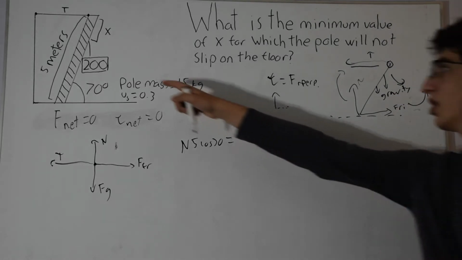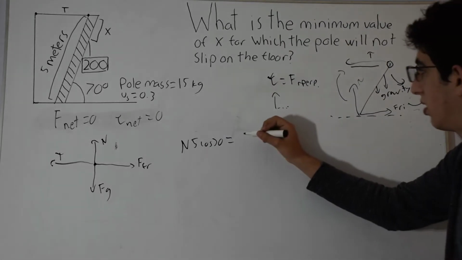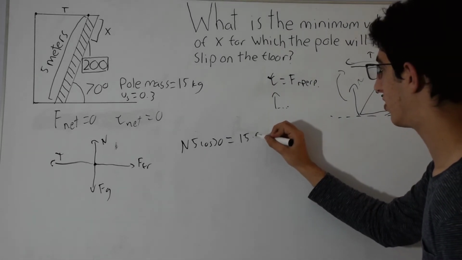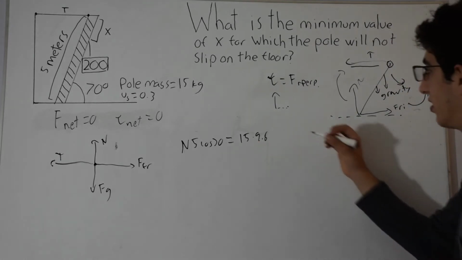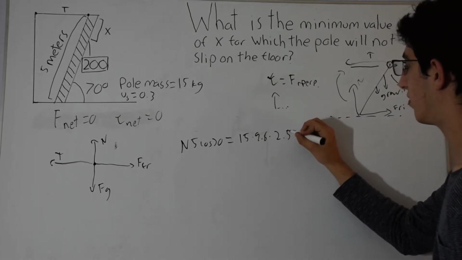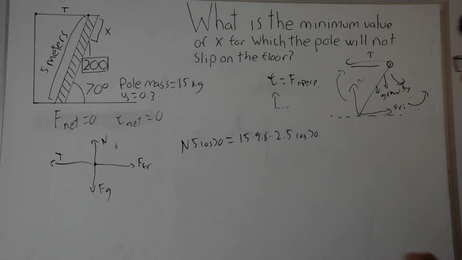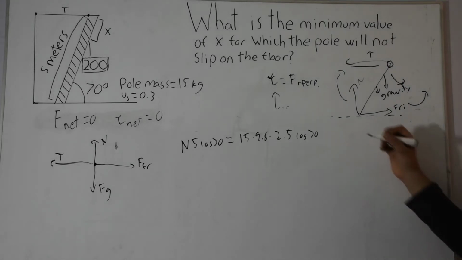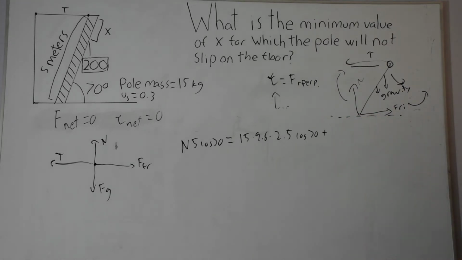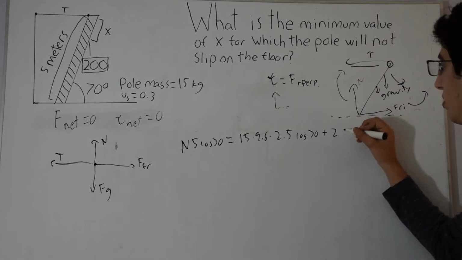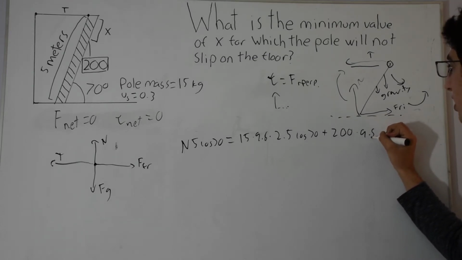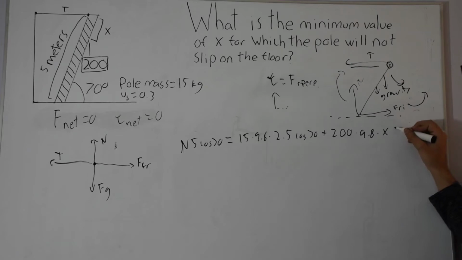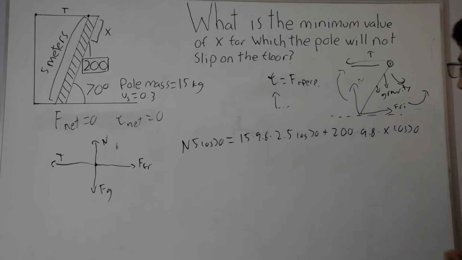So there's some torque done by the center of mass, which is going to be 15 times 9.8, or the force, times 2.5 cosine 70. And it's 2.5 because it's being acted from the center of the pole, plus the torque done by the hanging mass, which is similar to this, 200 times 9.8 times x cosine 70. And this is the changing variable.